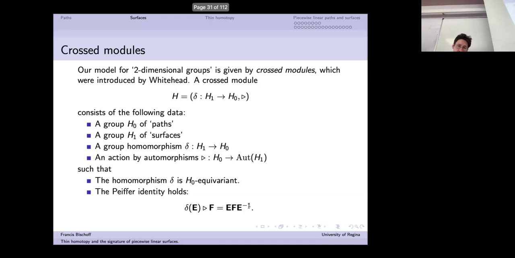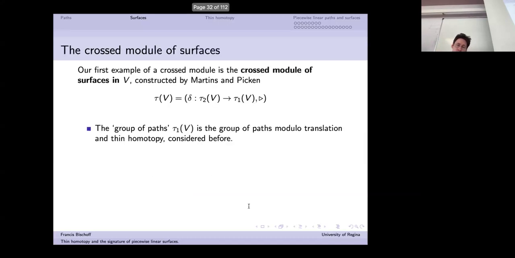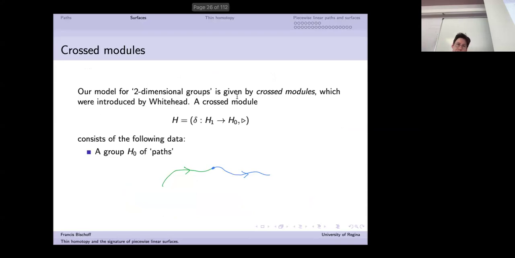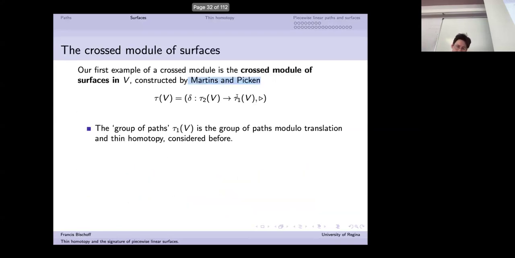Okay, so I'm going to give the first example of a crossed module, which is going to extend this thin group of paths. So this is the crossed module of surfaces in a vector space V. Its construction is essentially due to Martins and Picken. So you have two groups, tau 1 and tau 2, a homomorphism and an action. And in fact, the pictures that I was giving before were secretly describing exactly this particular example.